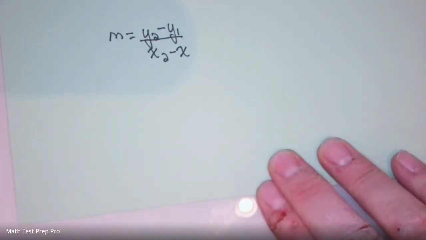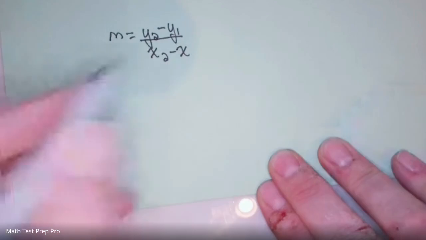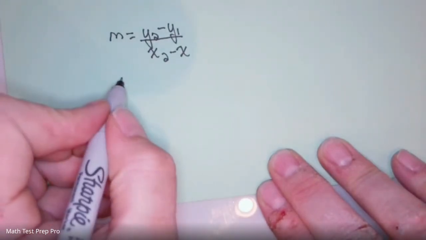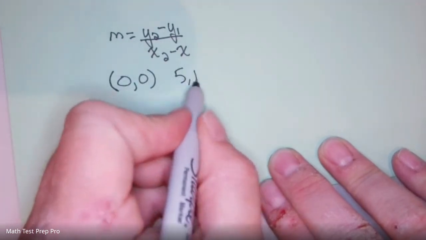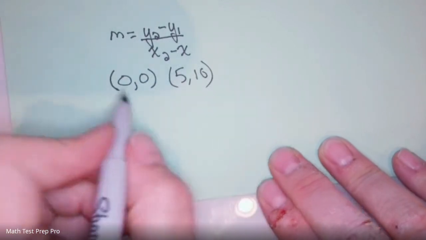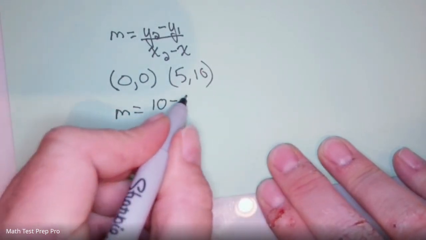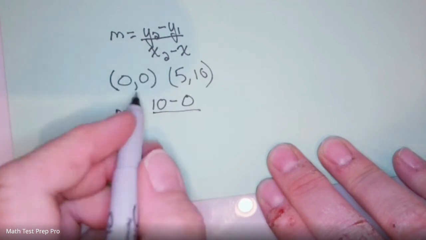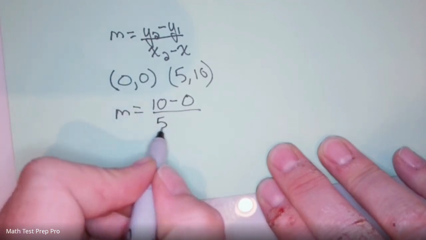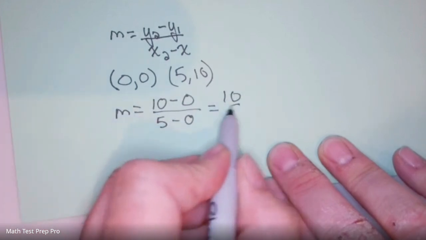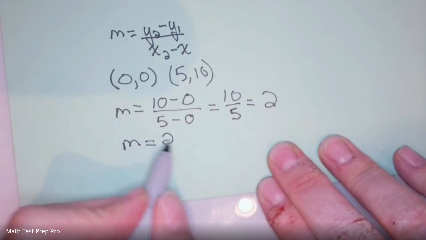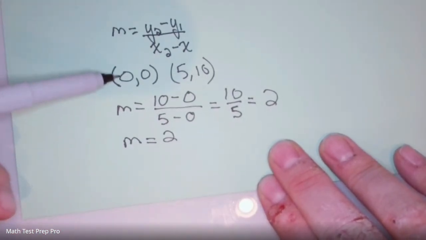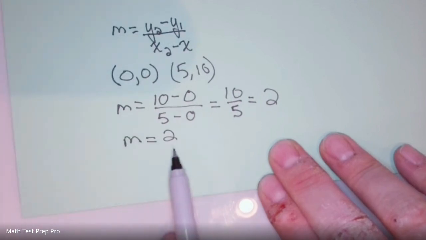So it's going to be another slope with 2 points problem. Find the slope of the line that goes through the 2 points, 0, 0 and 5, 10. This has got to be easy, right? You're just going to be subtracting 0. M equals 10 minus 0, and then on the bottom, it's going to be 5 minus 0, which leaves us 10 over 5, which is 2. So for the line that passes through 0, 0 and 5, 10, the slope of the line is going to be 2.